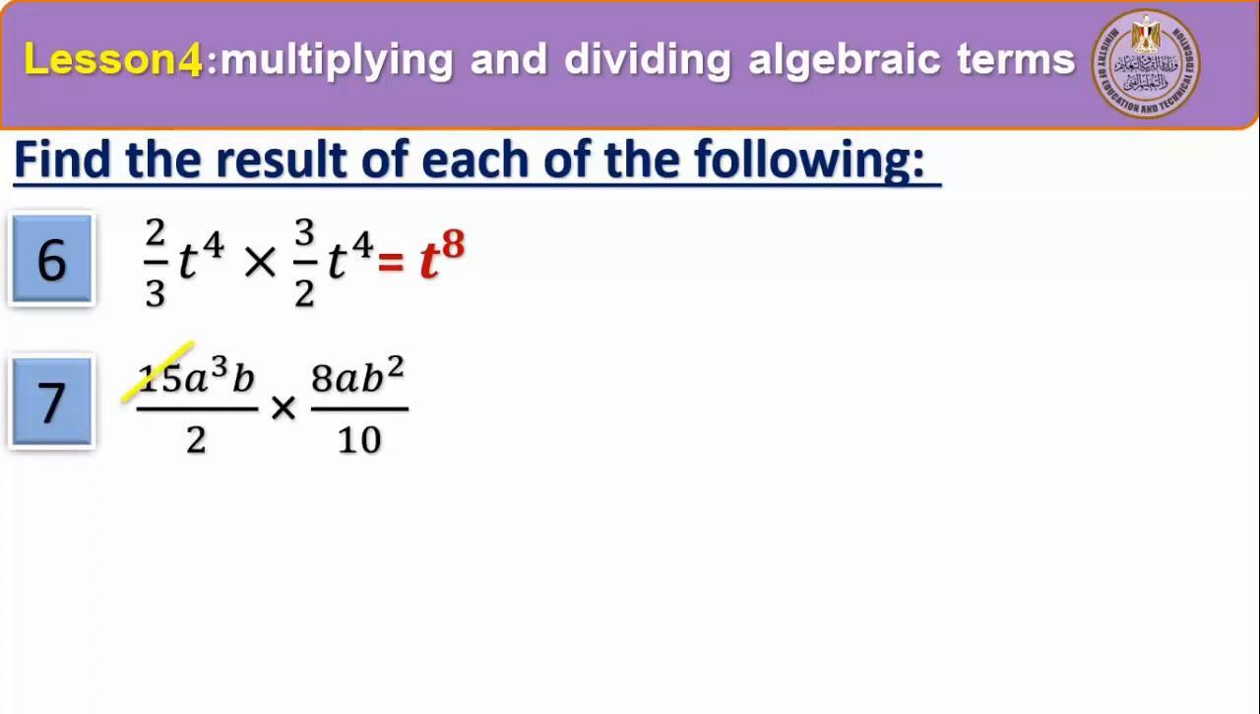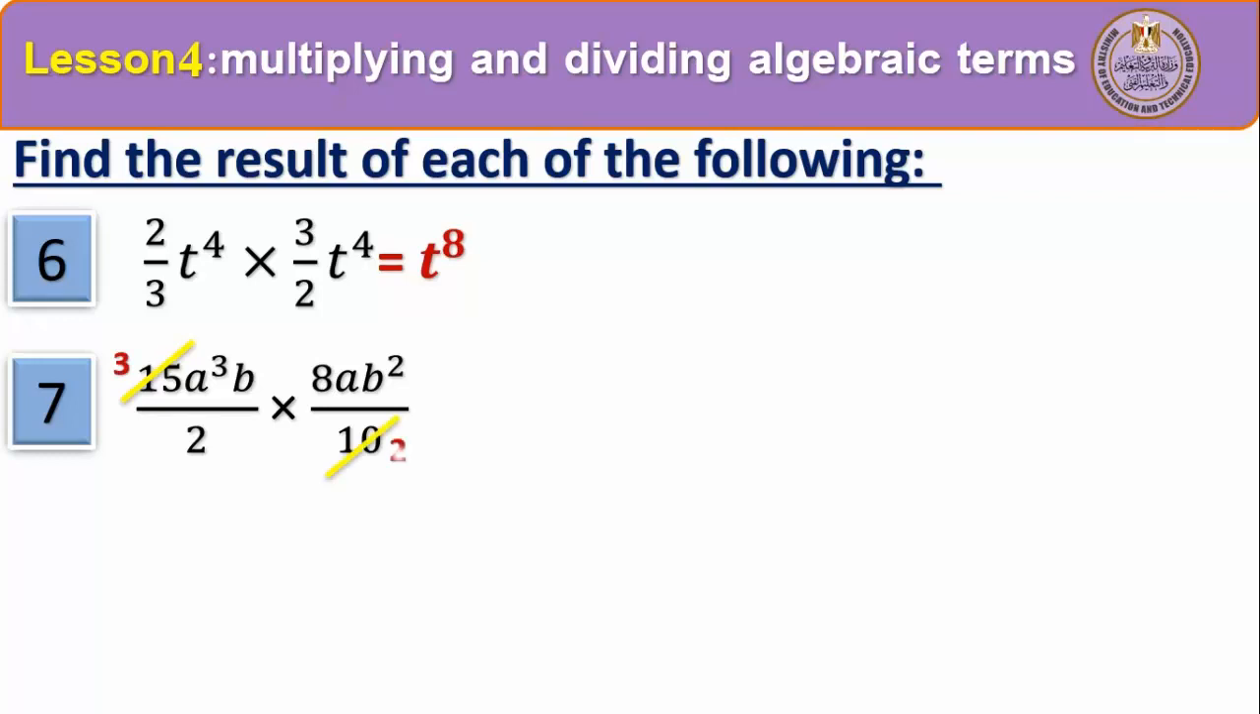Now, my dears, we have 15a power 3 p over 2 times 8a p power 2 over 10. We must reduce the coefficients at first to get the product in its simplest form. How can we do that? We can reduce the numerator and the denominator by dividing both of them by 5. 15 divided by 5 equals 3. 10 divided by 5 equals 2.